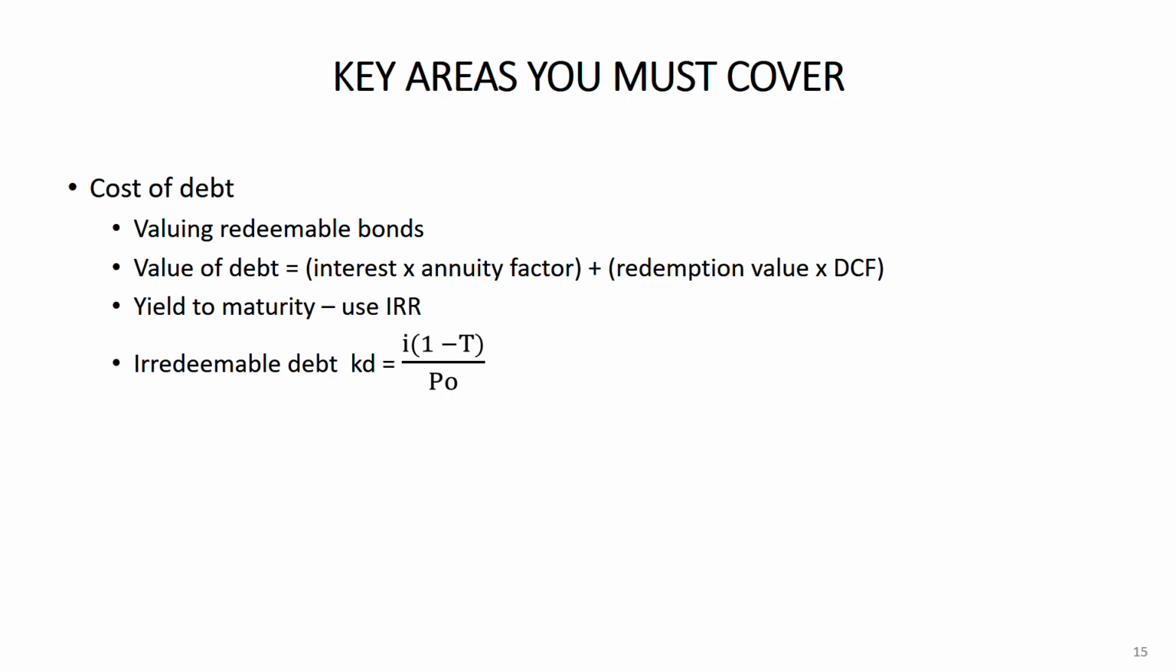Irredeemable debt, this is the formula: I into 1 minus t divided by P0. T is your tax, I is your interest rate, and it is assumed that for irredeemable debt the interest is paid in perpetuity. And your P0 is the current ex-interest price. So you should know how to value irredeemable and redeemable debt. The calculation is different, so make sure whether it's redeemable or irredeemable.